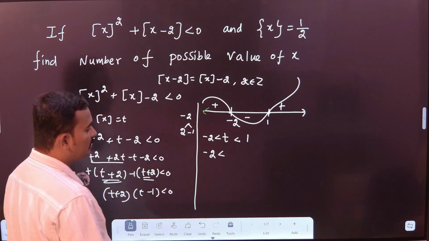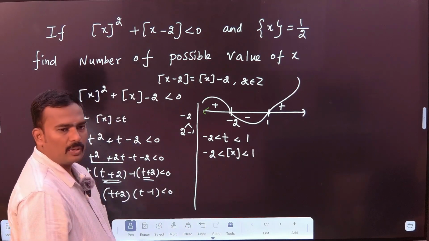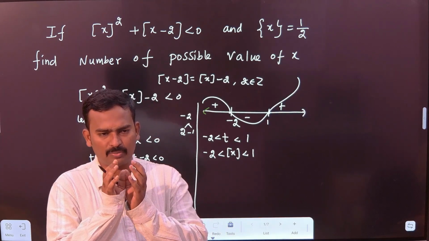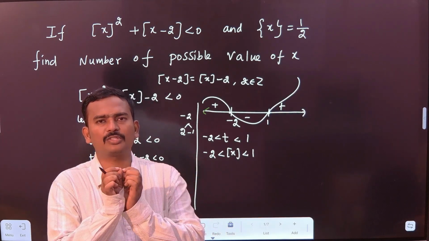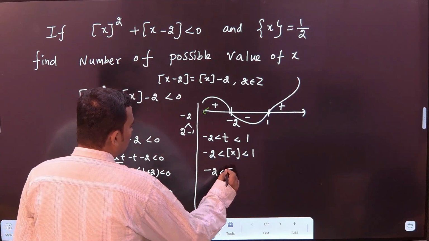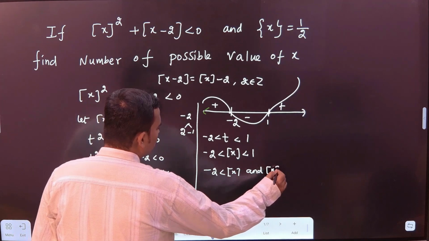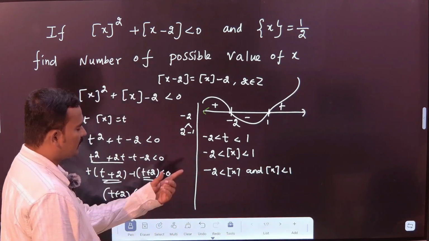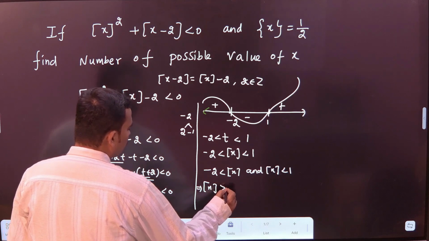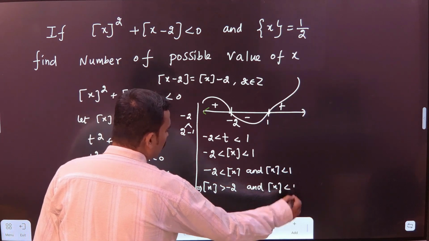t is the greatest integer function is less than 1. Now, whenever this kind of thing is there, greatest integer function between the two numbers means you have to split the functions, right? So, you can see minus 2 is less than the greatest integer function, and the greatest integer function is less than 1. Now, let us solve this one. Rewrite this: greatest integer function is greater than minus 2 and greatest integer function is less than 1.